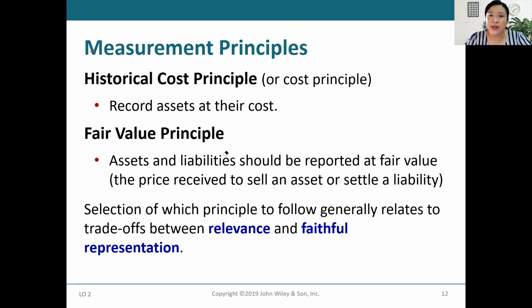The historical cost principle is also called the cost principle. The cost principle says we need to record assets at their cost.